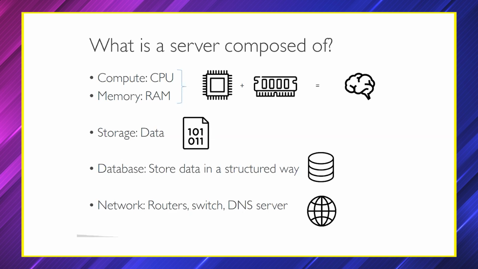Then, if we are not storing the data in files, we will have a database so that we can store the data coming our way, process it and return the result. So we might need a database in our server so that we can store the data in tables. And then we have different network hardware components: routers, switches, DNS servers, and so on.